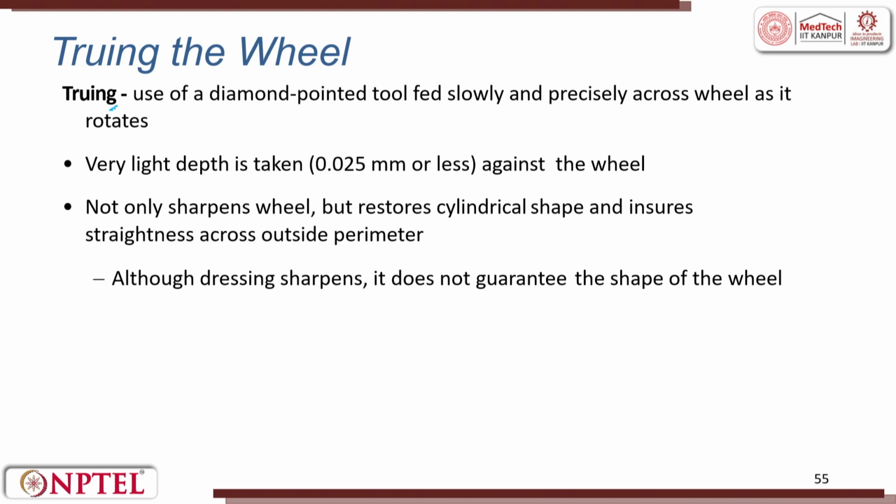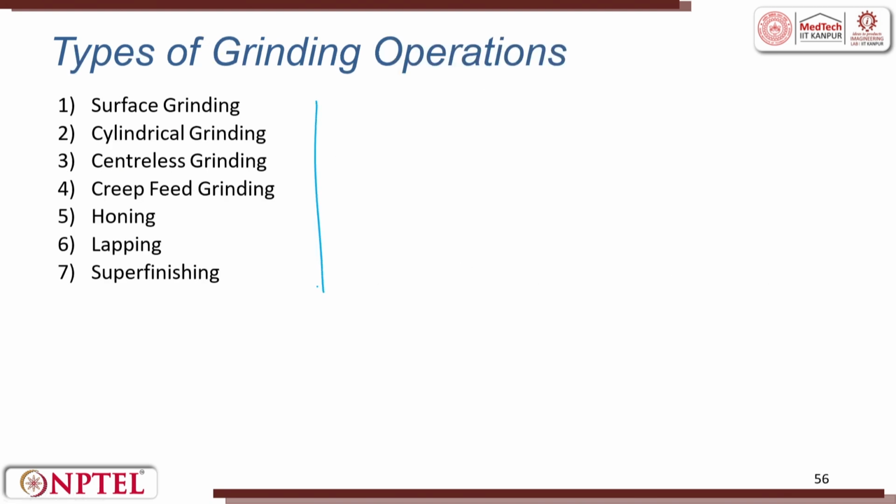There is also another operation called truing. Truing is giving a shape to the grinding wheel such that the profiles can be maintained. It uses a diamond point tool fed slowly and precisely across the wheel as it rotates. A very light depth is applied against the grinding wheel, which not only sharpens the wheel, but also restores the cylindrical shape, ensuring straightness around the outside perimeter. So, that is truing. There are different types of grinding.